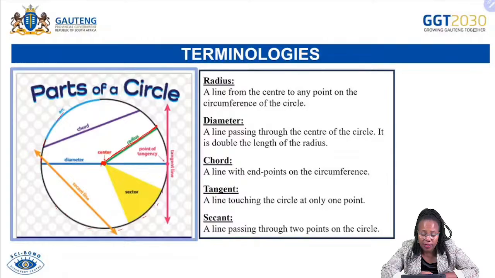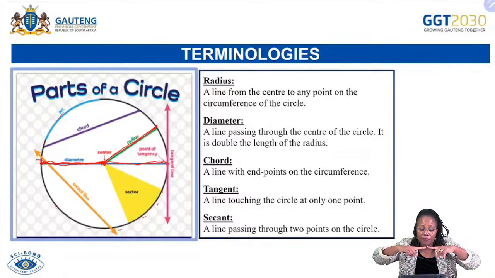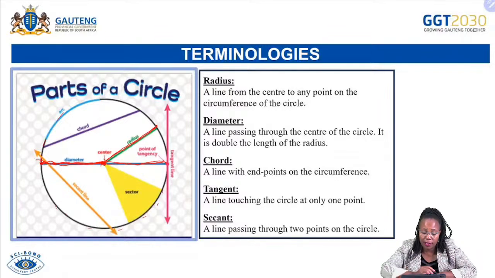We call it a radius. And then a diameter is from one side of the circle, but it must pass through the center to the other side of the circumference. That simply means to form a diameter, you have two radii joined together, because there's a line from center to circumference, center to circumference. If you join them, they form a diameter.